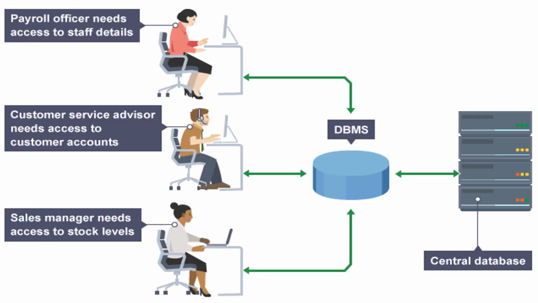Okay, so now this also just explains in a simple way how three different users will interact with the DBMS. The payroll officer needs access to staff details, the customer services advisor needs access to the customer account, and the sales manager needs access to the stock levels.